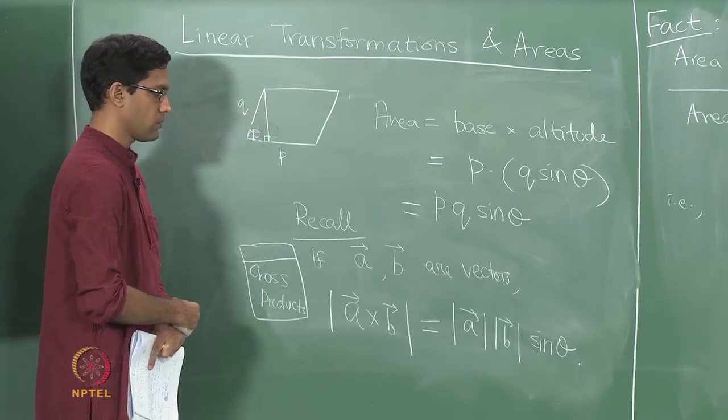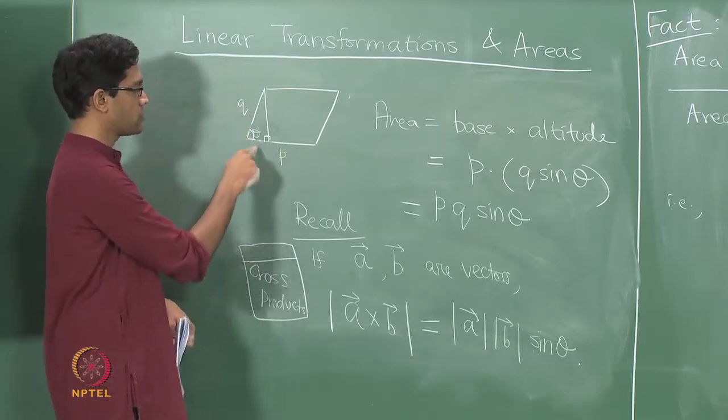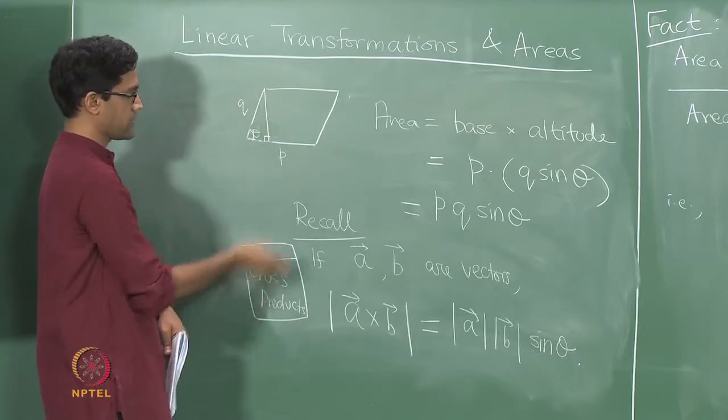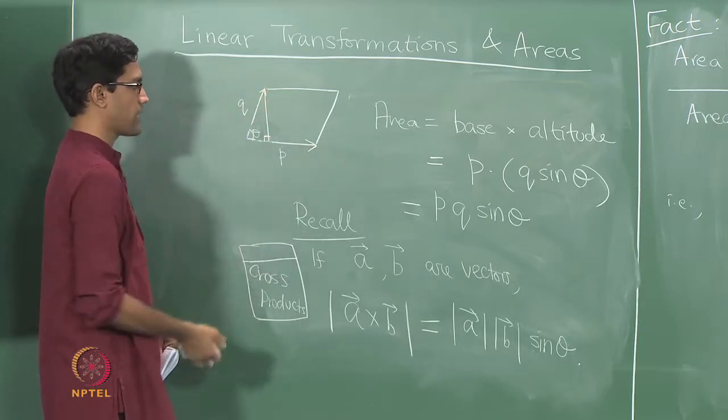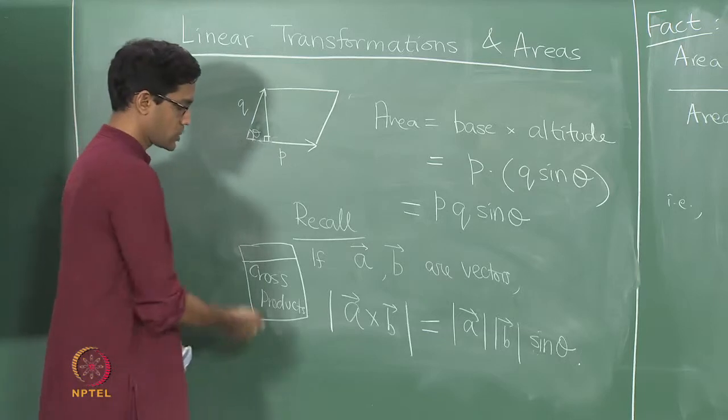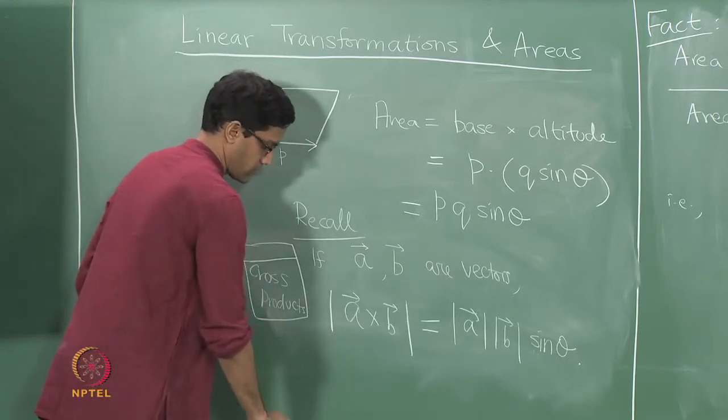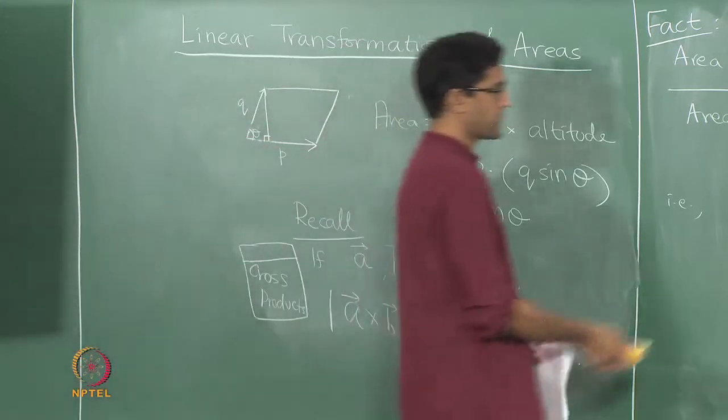So what this says is, to find the area of a parallelogram, you just think of the two sides as being vectors. So you think of this as a vector, this as a vector, and the area is just the magnitude of the cross product. Okay, so that's a very nice description of the area. So let's just apply this to this situation.